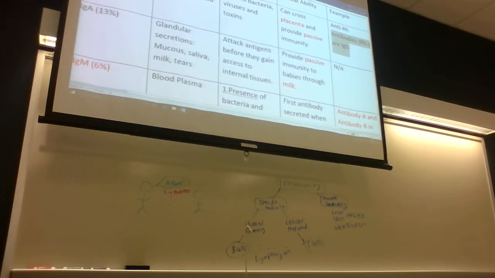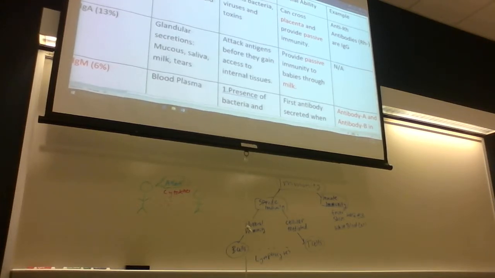IgA also provides passive immunity, but it doesn't provide it through the placenta, it provides it through the milk. You can find a lot of IgA in glandular secretions such as your mucosa, your saliva, your milk, and your tears. So, like I said, glandular secretions, milk. IgA basically attacks antigens before they gain access to internal tissues.